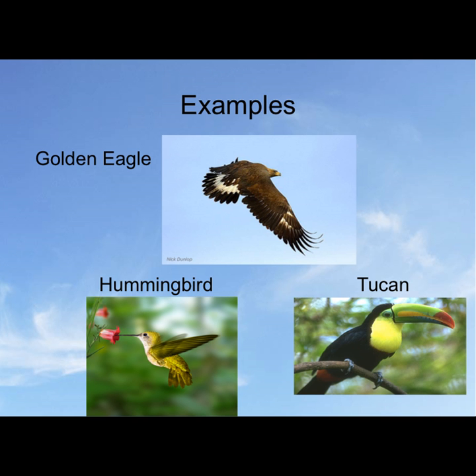Here are some examples of birds. The top is a golden eagle. On the bottom right is a toucan, and the bottom left is a hummingbird.